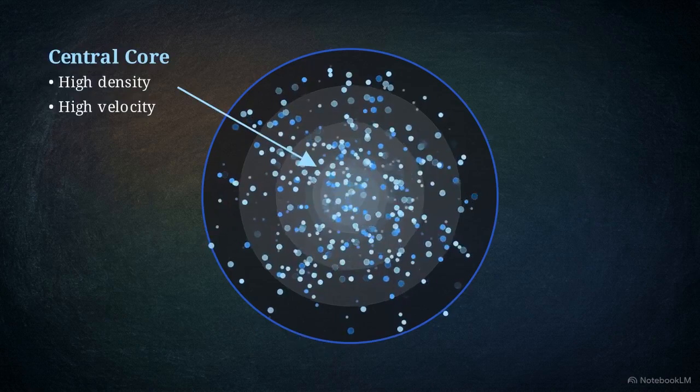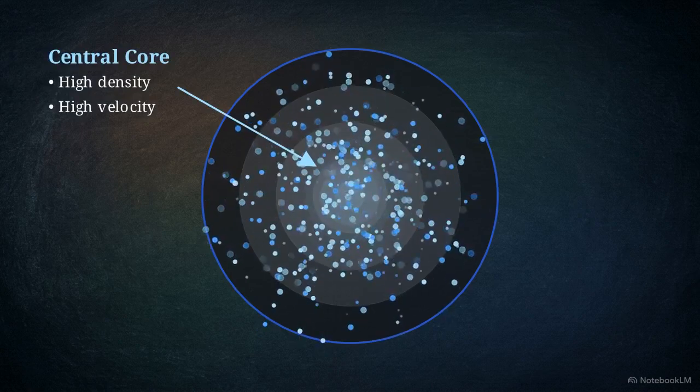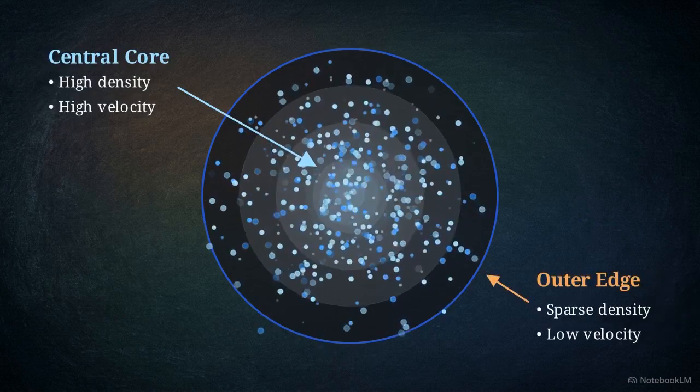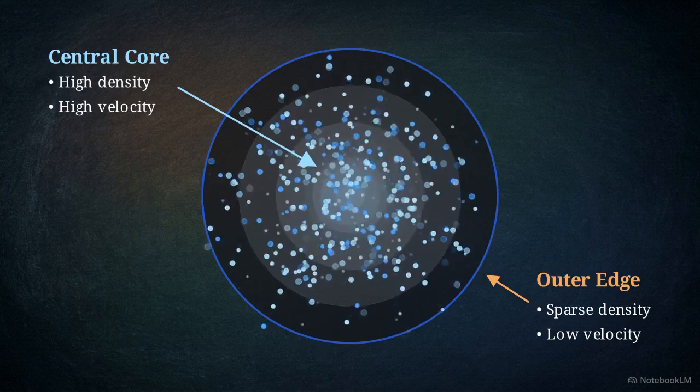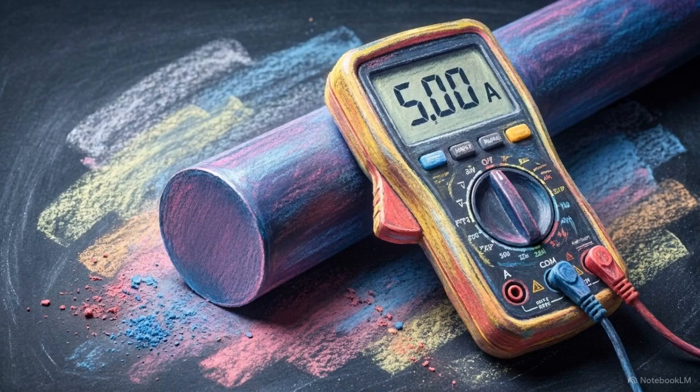Take a look at this cross-section. Here, the charges are packed tightly and moving rapidly at the central core. As we move out toward the edges, the flow thins out and slows down drastically. The macroscopic value, I, is completely blind to this internal variation. It only measures the final output coming out of the end of the wire.